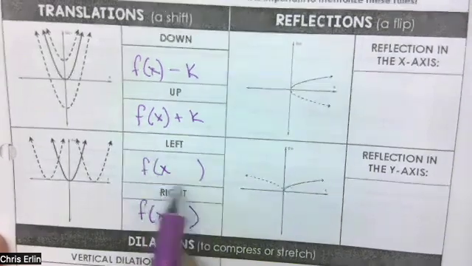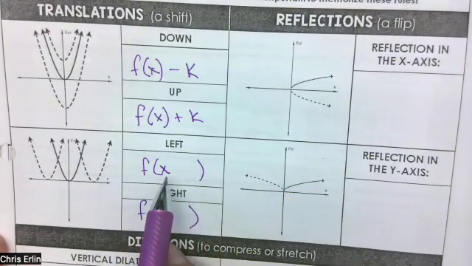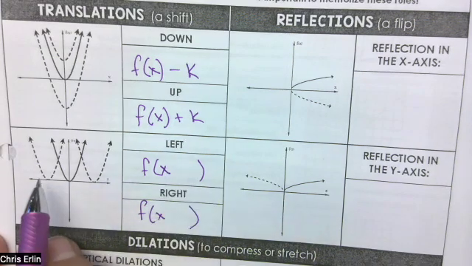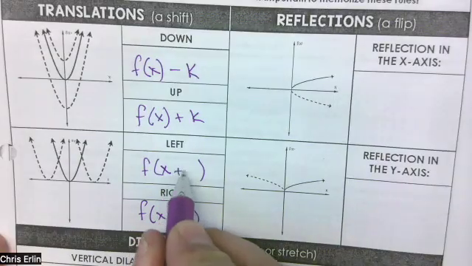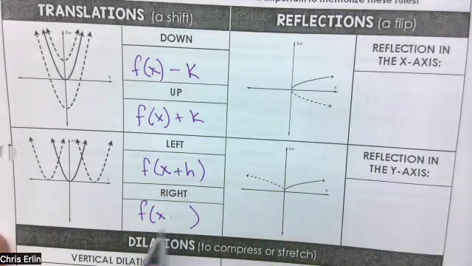But what's odd about this is when you're in with the x, it's the opposite of what you expect. If we want it to move left, I normally think about that as a minus. But what do I put inside here? Plus h. Whereas when I want to go right, it's going to be the opposite of what I expect. I'm going to see a minus in there. And that tells me move right.